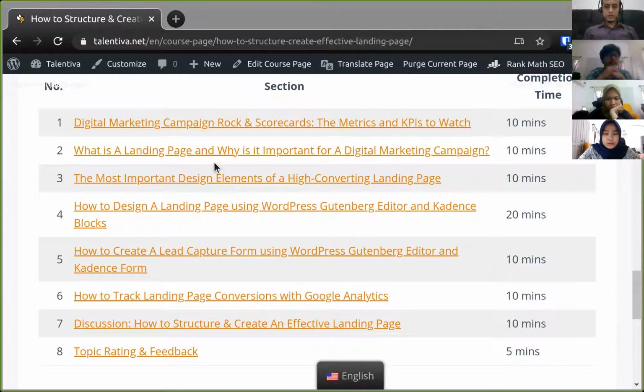This one will be a practice section. And after we design a landing page, the fifth one will be how to create a lead capture form. And then the sixth, the final session, is how to track the conversions of the landing page, and we will use Google Analytics for that. And after that, we will have a seventh section, which is discussion. And then the last one will be topic rating and feedback.